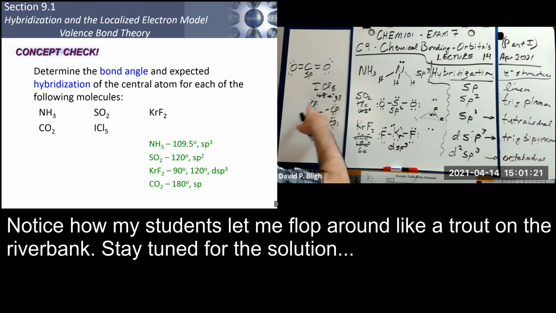Well, they got to go on the iodine, don't they? Yeah, ICl5. So 2, 4, 6, 8. So that's 1, 2, 3, 4, 5, 6, 7, 8. That doesn't make any sense. What does it say? D2sp3. D2sp3 means that you've got an octahedral group.